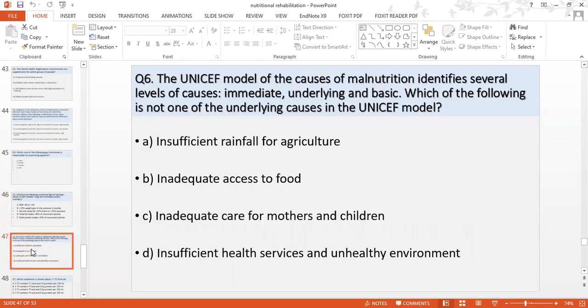The UNICEF model of causes of malnutrition identifies several levels of causes: immediate, underlying, and basic. Which one is not an underlying cause in the UNICEF model? A. That's correct. Rainfall and agriculture doesn't have anything to do with the UNICEF model.